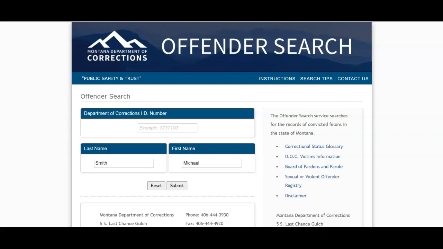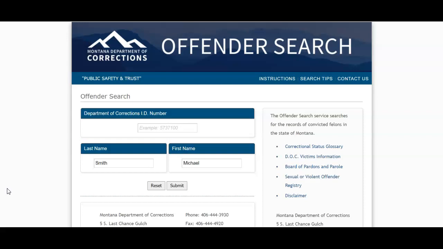Today we're going to be looking at how to find Montana inmates. The Montana Department of Corrections offers an inmate search based on either a Montana Department of Corrections ID number, which if known, you can enter to be taken directly to the person you're interested in, or by a name.